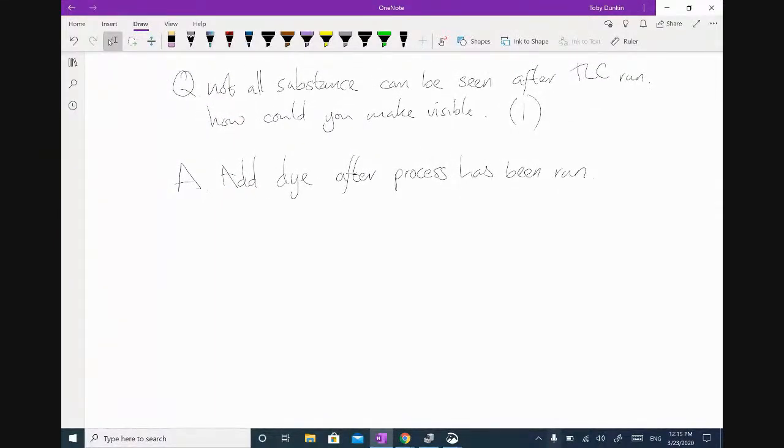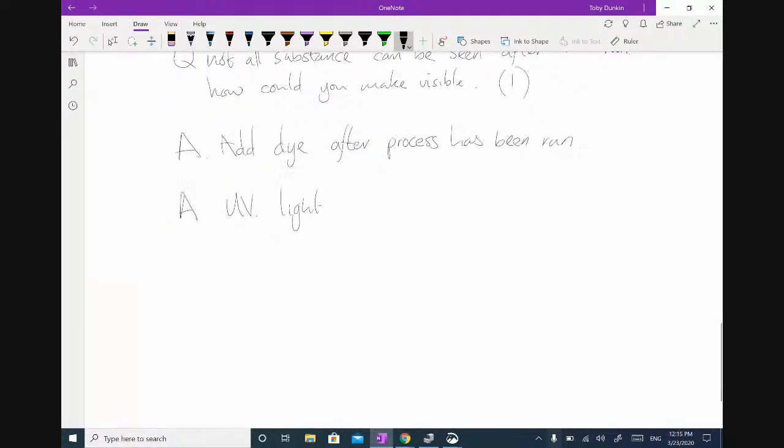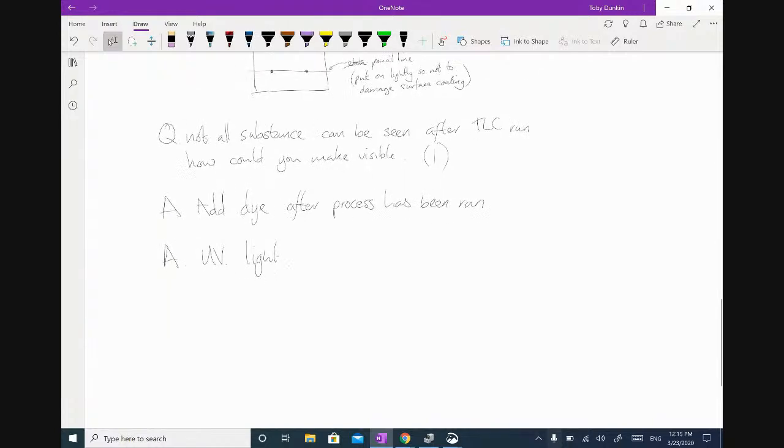And another answer, sometimes, is UV light. UV light is also a common one. Add dye, use UV light to make visible. Take a photograph, not complicated.